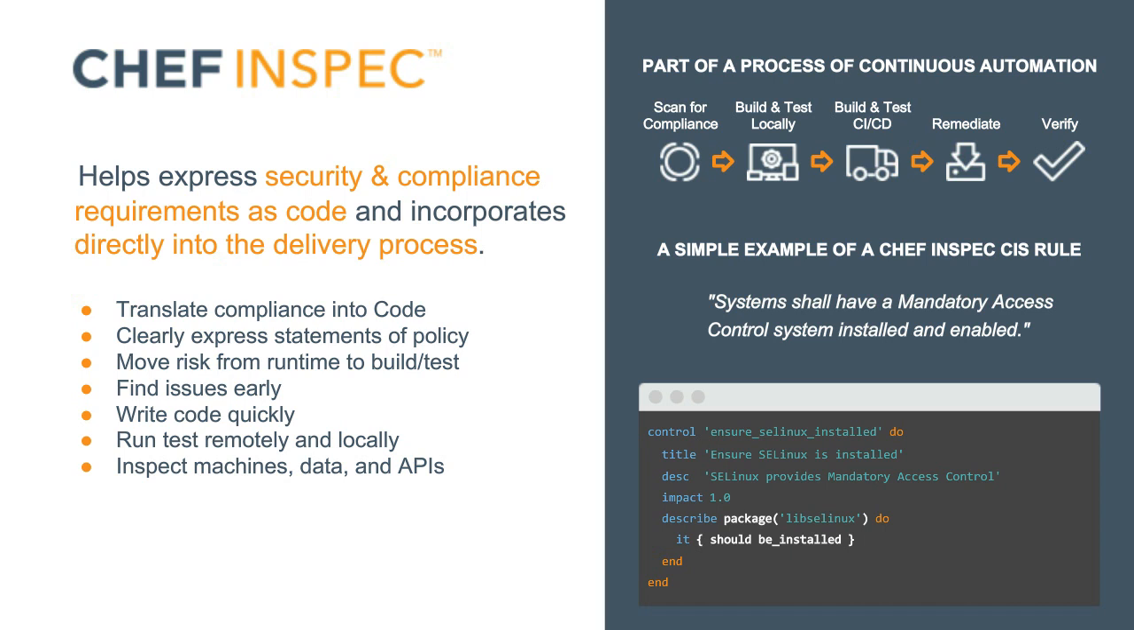An example of this is shown on the right. Take the CIS benchmark. The CIS benchmark for this particular control states that systems shall have a mandatory access control system installed and enabled. Now, how this compliance requirement is fulfilled is open to interpretation. With Chef InSpec, we can codify the intent of this compliance requirement in a way that is unequivocal, for example, by stating that libSELinux should be installed.